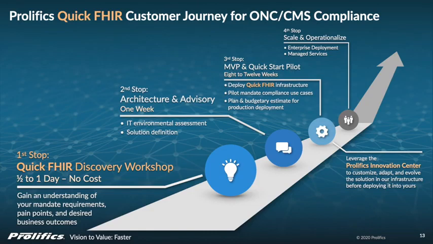If you decide to move forward, this leads to the 3rd phase, which is the MVP or the Quick Start pilot phase itself. This is an 8 to 12 week engagement where Prolifics would deploy Quickfire infrastructure. We build out a pilot that implements your mandate compliance use cases. And at the end of this pilot, you'd be able to see and touch an actual demonstration of that pilot implementing your mandate compliance use cases and working with your systems.